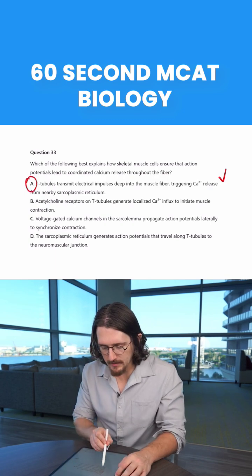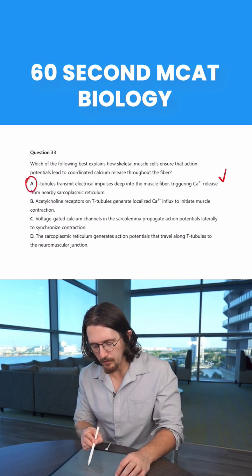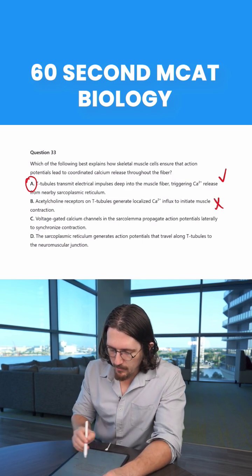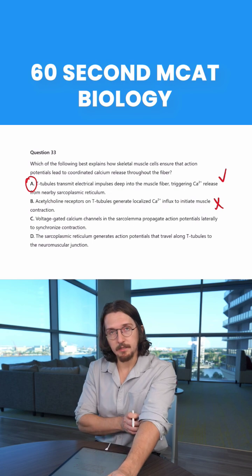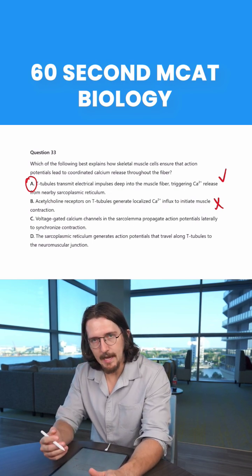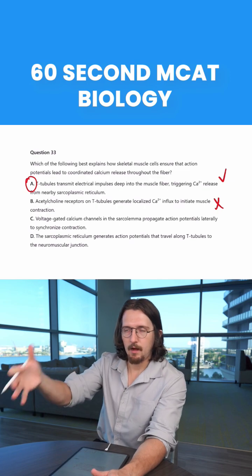But let's look at the other ones. So B says acetylcholine receptors on T-tubules generate localized calcium influx to initiate muscle contraction. So that's wrong, because there are no acetylcholine receptors in the T-tubules. Those are mostly at the motor end plate. And the other thing is that they're not really generating a localized calcium influx. That suggests calcium coming from outside the cell into the cell.